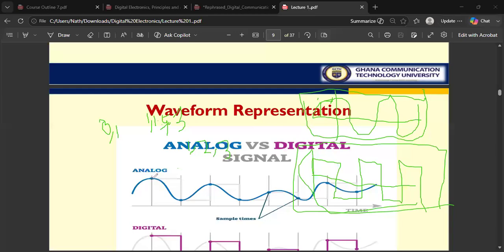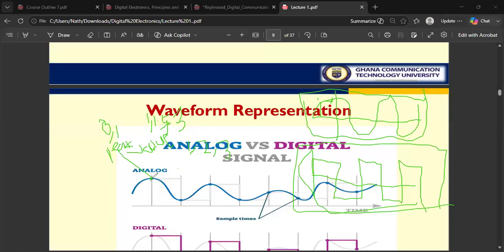This point you are seeing here is what you call the peak value, or the amplitude. We call it the peak value or the amplitude. The amplitude is just the peak value the signal reaches. So this is the amplitude.